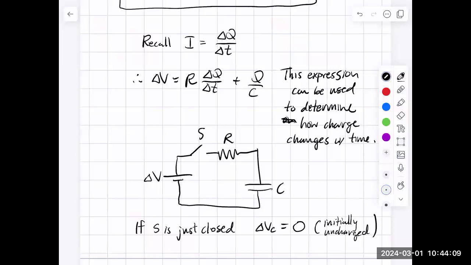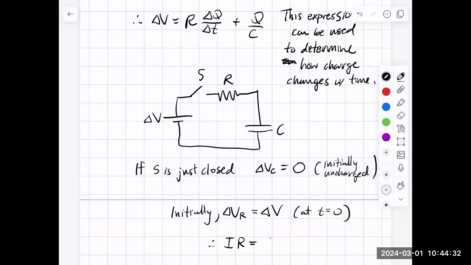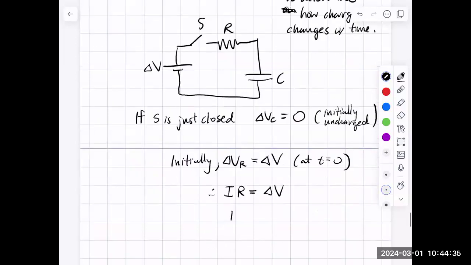And so we get a large current initially. So initially, the voltage across the resistor is equal to the voltage across the battery. So this is just that time t equals 0 when the capacitor is uncharged. And so therefore, IR is just equal to delta V. And so I is equal to delta V over R. And so this is a large current.